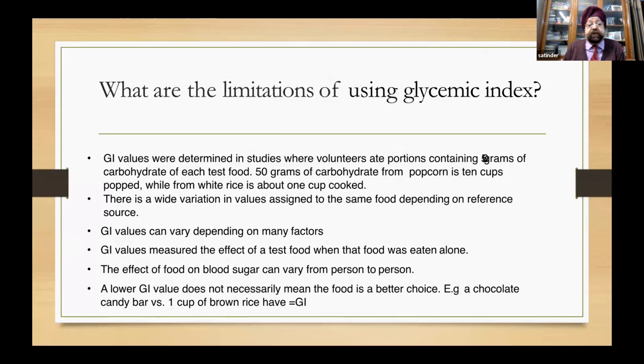A low GI value does not necessarily mean the food is a better choice. For example, a chocolate candy bar versus a cup of brown rice. They have a similar kind of GI, but we very well know a cup of brown rice would be healthier than a chocolate candy bar. So other factors come into play.